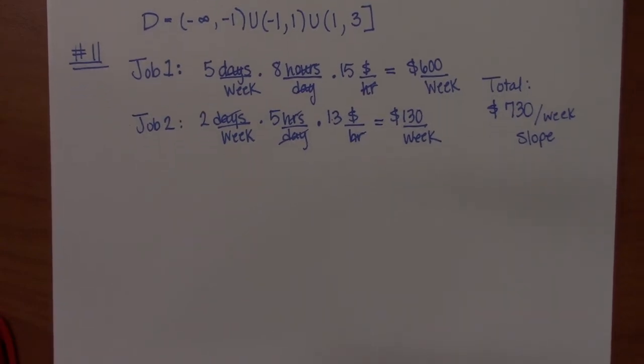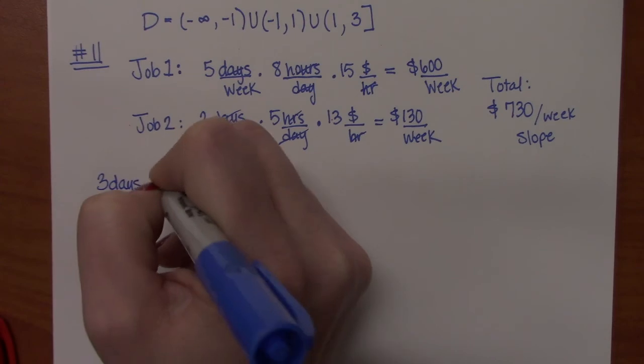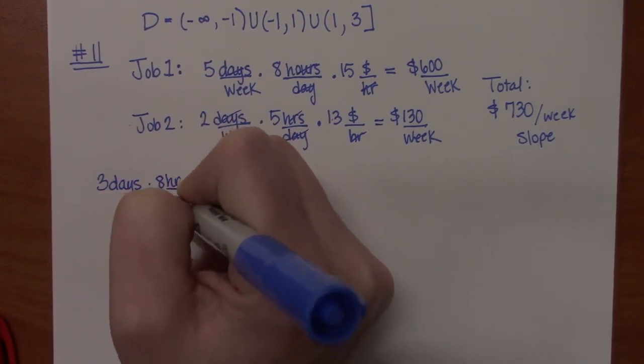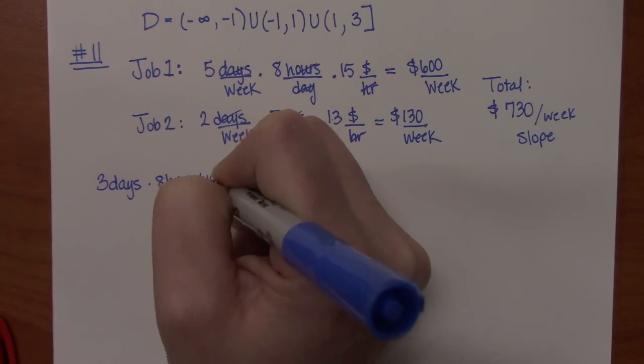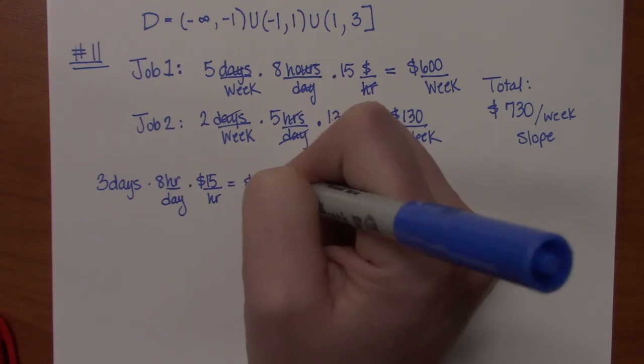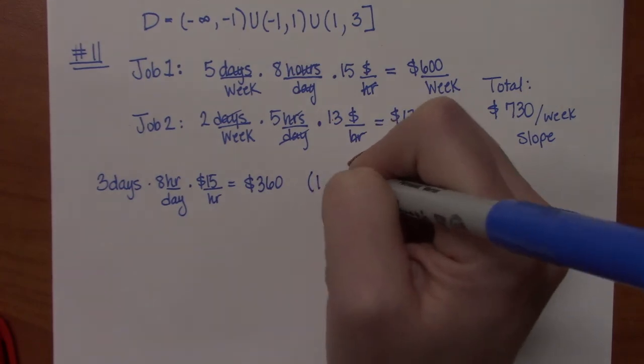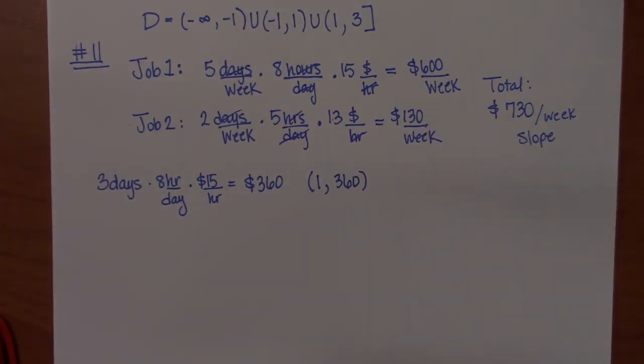So we need some data point to give us the point to plug in. But they said in the problem, the first week he starts his job, he only works at job number 1 for 3 days. So we can calculate that if he works 3 days, for 8 hours a day, and job number 1 pays him $15 an hour, that very first week he makes $360. So our data point is that on week 1, he makes $360. But then after that, he's going to make $730 a week.